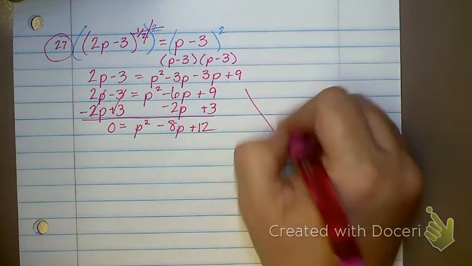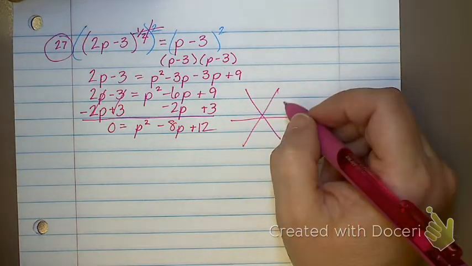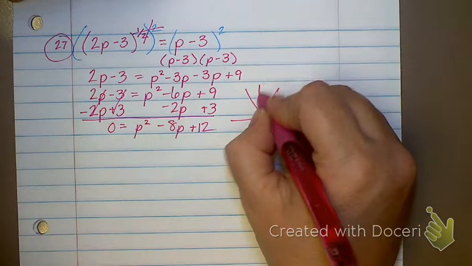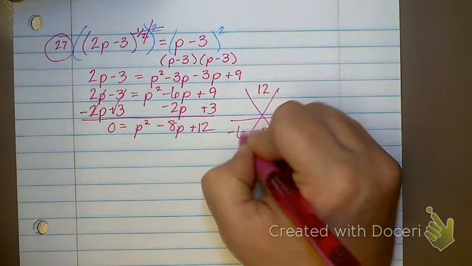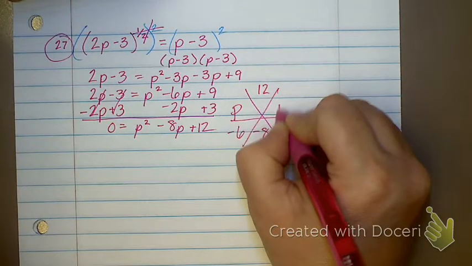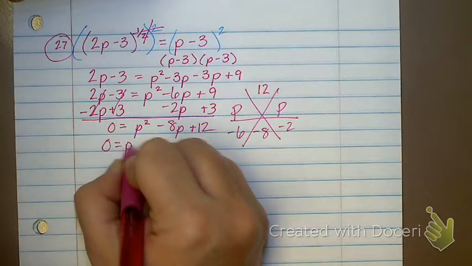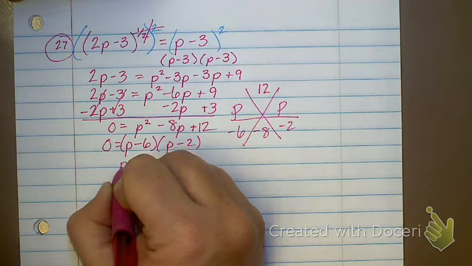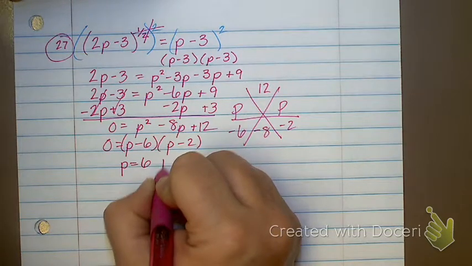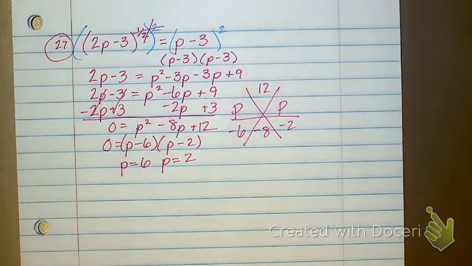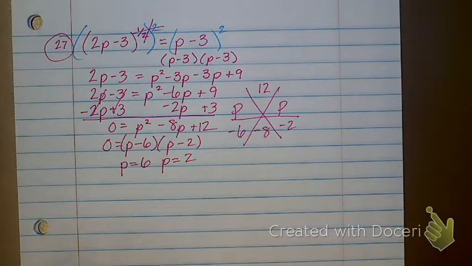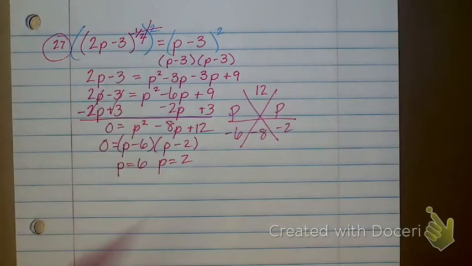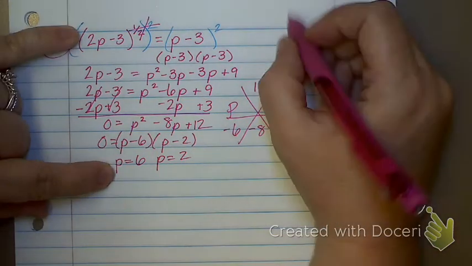And let's go ahead and factor. I believe, let's see, 12 and negative 8. I think I have negative 6 and negative 2. So 0 equals p minus 6 times p minus 2. And I get answers of p equals 6 and p equals 2. Do I need to check my answer? Yes, that denominator of 2 is even, so I do need to check both my answers. So I'm going to start off with 6.